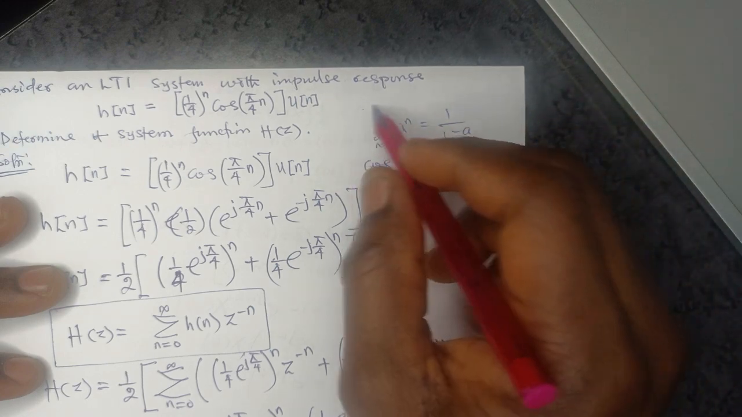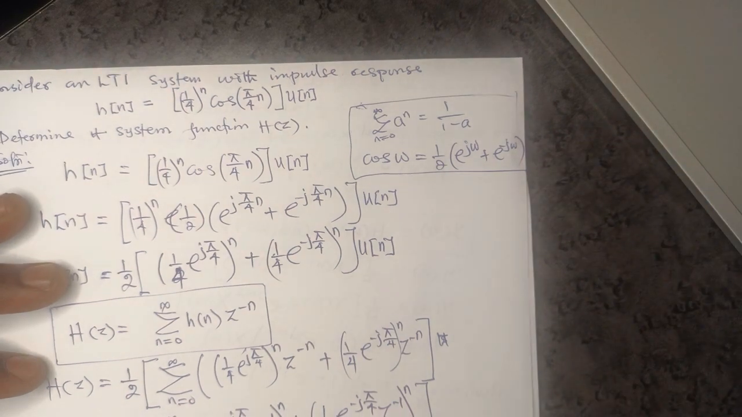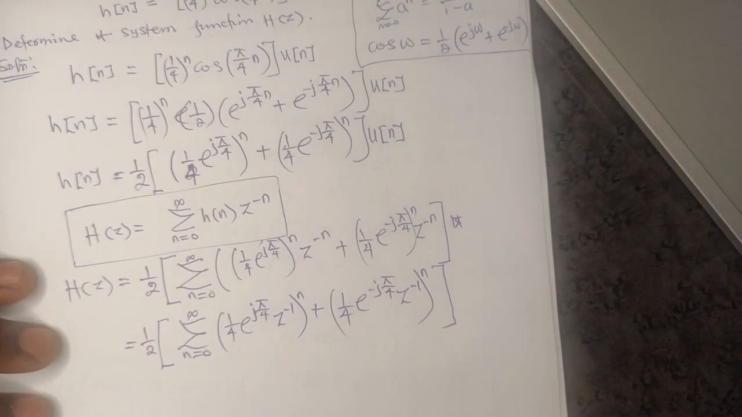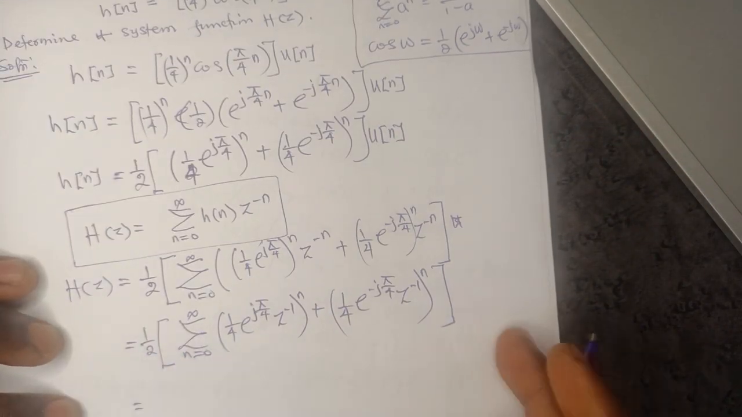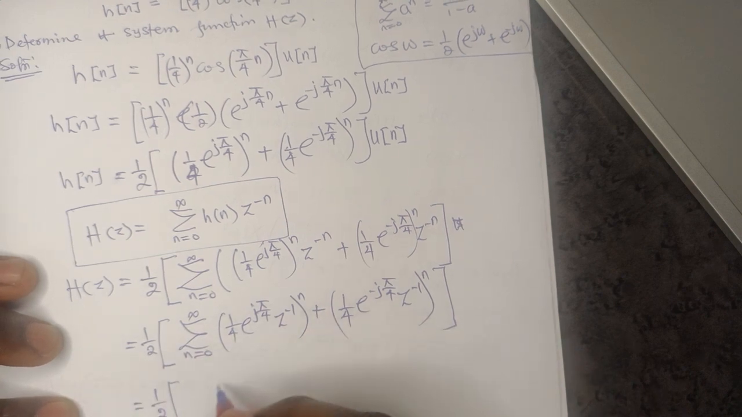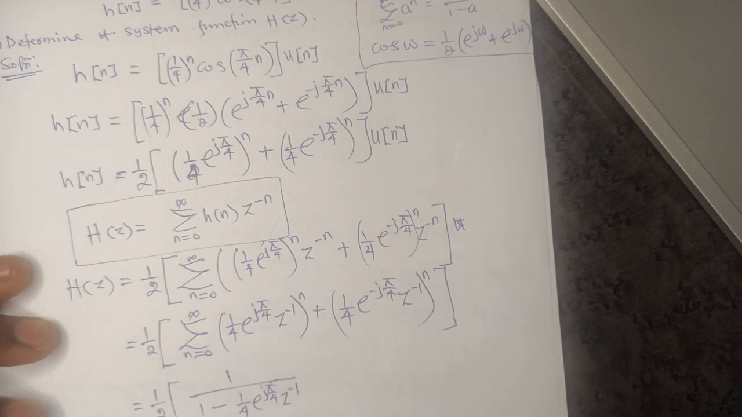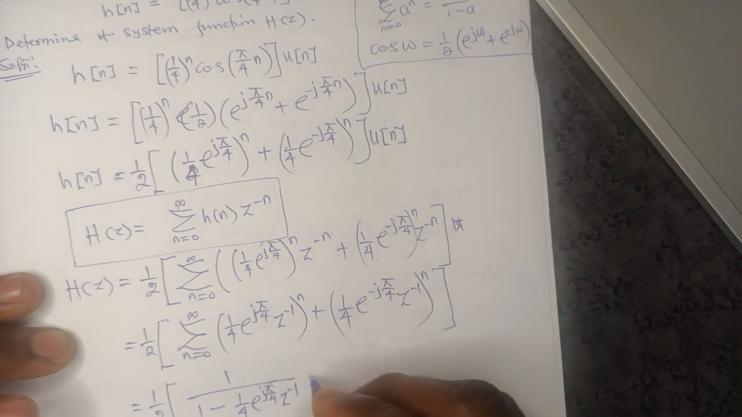So we are applying this formula as well. So we are applying it that. So that's what we are going to do to this one too. So in this case, it's going to be 1 all over 2. So put everything together, it's going to be 1 all over 1 minus 1 all over 4 e raised to the power j pi all over 4 z raised to the power minus 1. So which is of course the z transform of this expression.